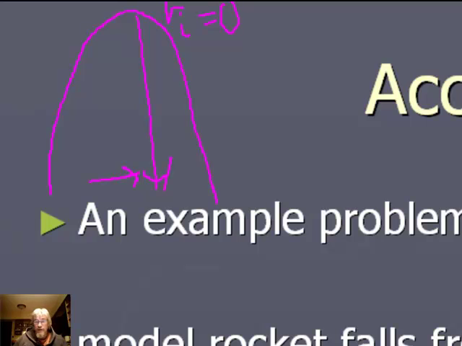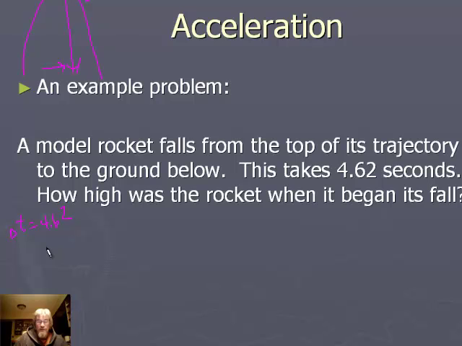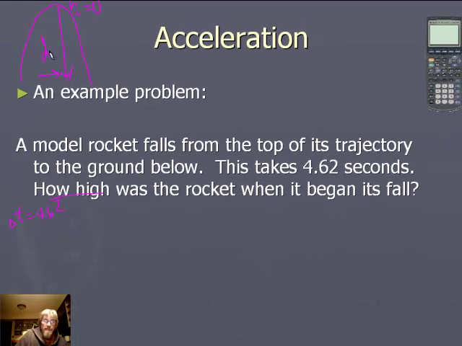It tells us that it takes 4.62 seconds, so that's information that we know. Delta t, that time factor that we use, is 4.62 seconds. The question is, how high was the rocket when it began its fall? So that's what we're trying to find, d. And another piece of information that's built into this is that acceleration in any equation we use is going to be g, because it's accelerating due to gravity.